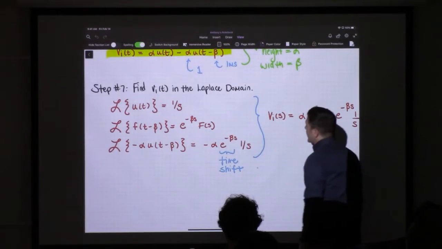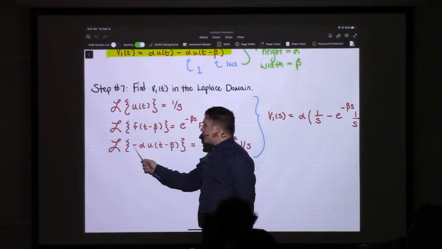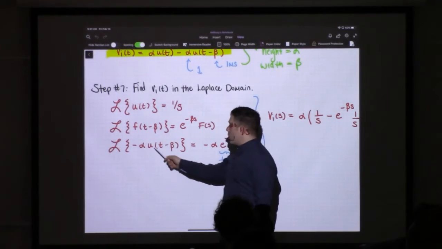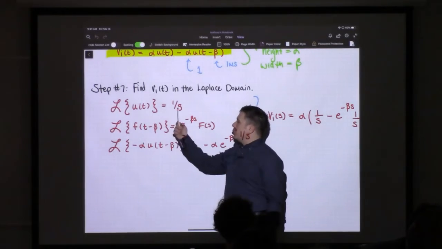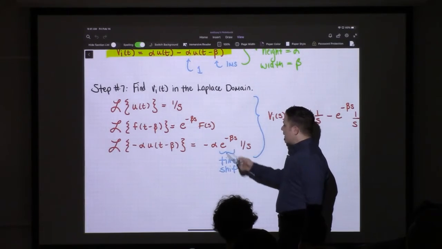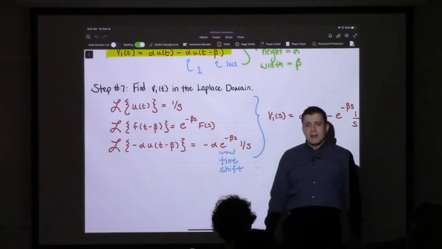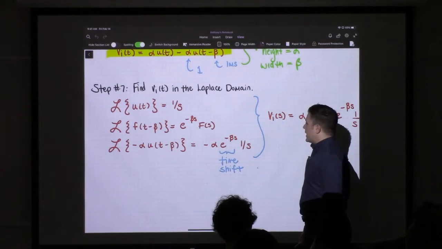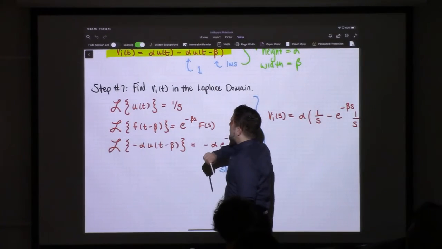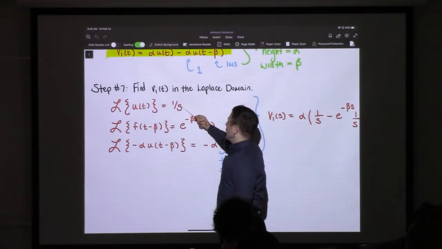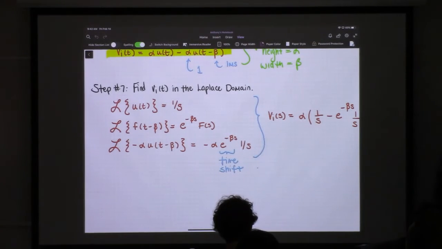And so, if we were to take the Laplace transform of the second element here, the Laplace transform of negative alpha u of t minus beta, we can pull out the negative alpha, that's going to be outside. We can take the Laplace transform of u of t, which is 1 over s, and then we have to make sure to include this time shift coefficient, which is going to be e to the negative beta s. So our answer, when we convert this to the Laplace domain, is going to be alpha 1 over s minus alpha e to the negative beta s 1 over s, which is shown right here.